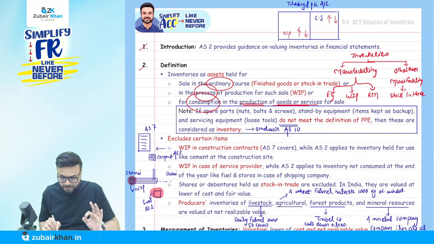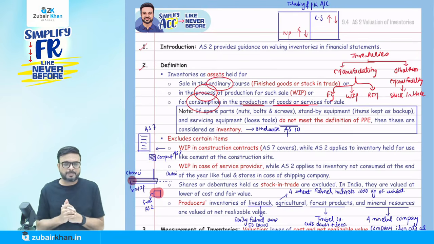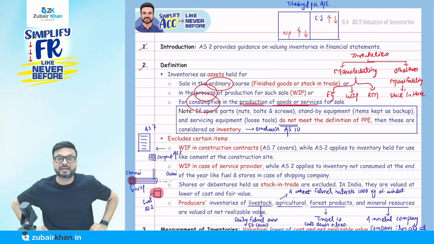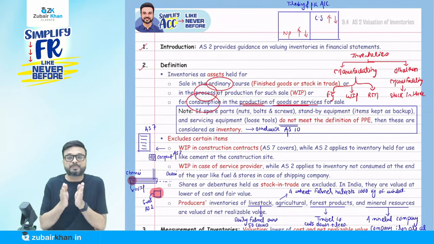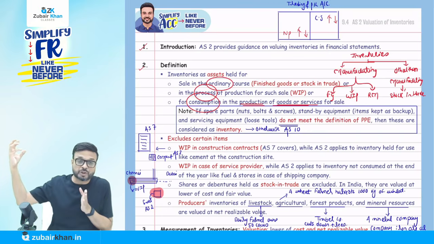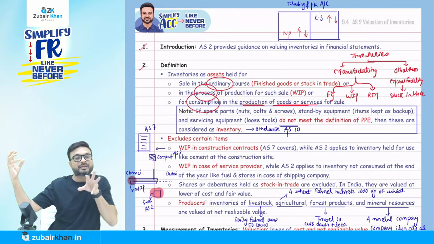They say spare parts, for example nut, bolt, screw, standby equipment, items kept as a backup, and servicing equipment like loose tools, if they do not meet the definition of PPE, what is PPE? Property, plant and equipment. If they do not meet the definition of PPE, then these are considered as what? Inventory. To make it simple, if the spare parts, standby equipment and servicing equipment meet the definition of PPE, then we call it PPE. Otherwise, they will come under accounting standard 2, that is inventory.